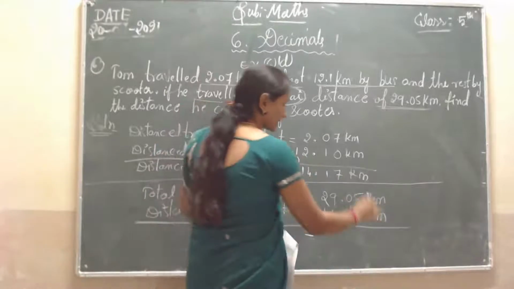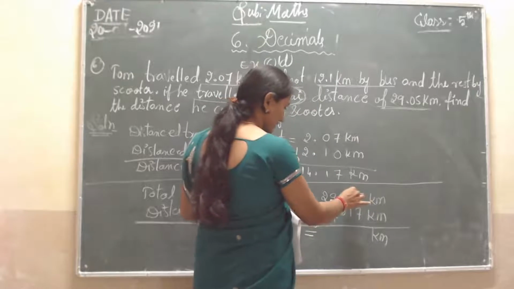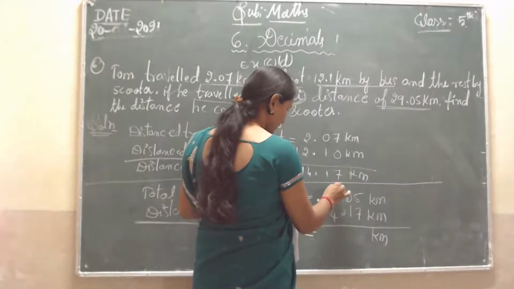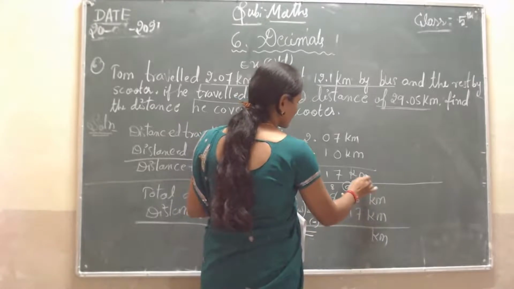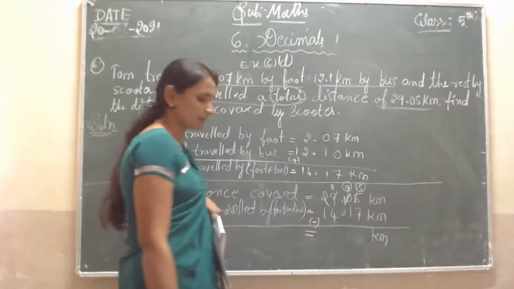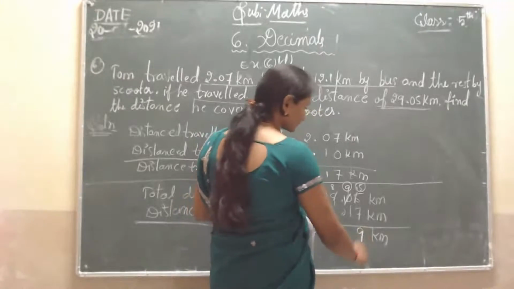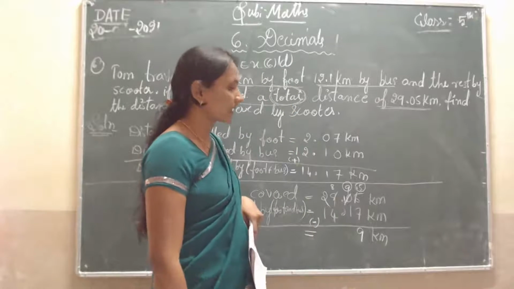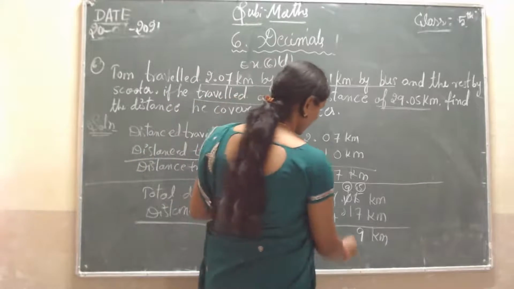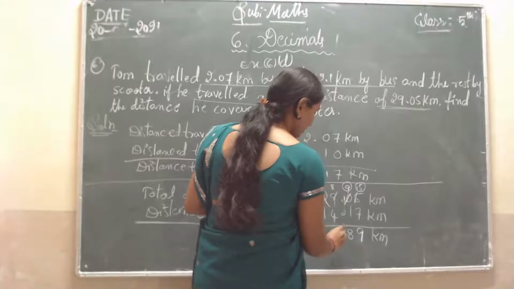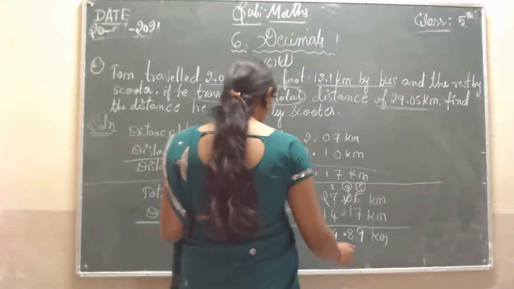So in subtraction you have to write kilometer. 5 minus 7 is not possible, so you have to borrow from this side. Here 8 is left, 10. So 10 is left, here 9. This is 15. Students, 15 minus 7 is 8. Next, 9 minus 1 is 8. Point. 8 minus 4 is 4. 2 minus 1 is 1.